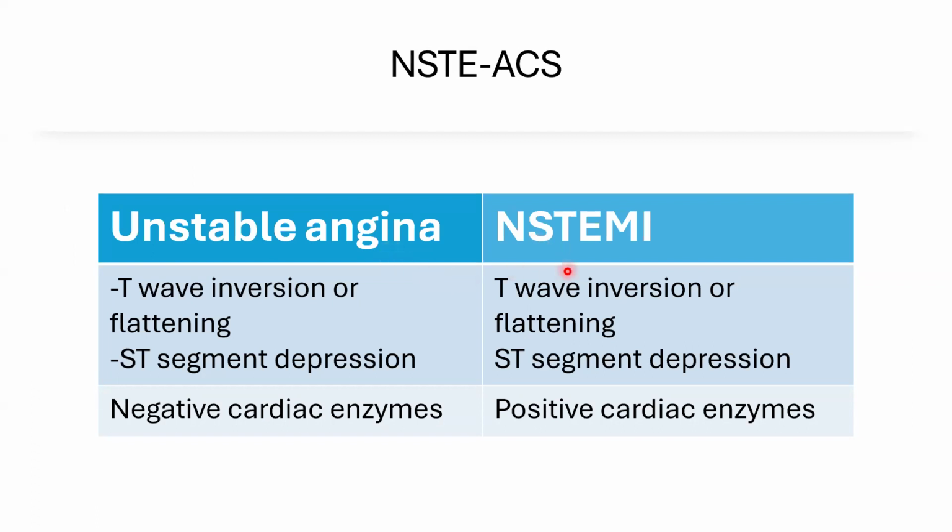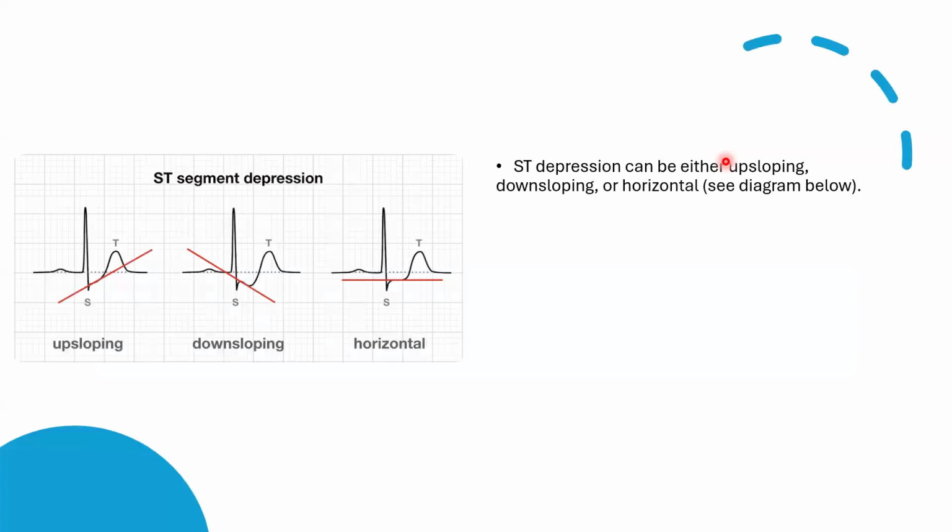They share something in common, which is you can find EKG changes in both of them. But in unstable angina, you're going to have negative cardiac enzymes, and in the non-STEMI, you're going to have positive cardiac enzymes. Because this is an EKG-based lecture, we're going to be talking about some of the EKG changes that appear in cases of non-STEMI. The EKG changes are related either to the ST segment or the T wave.